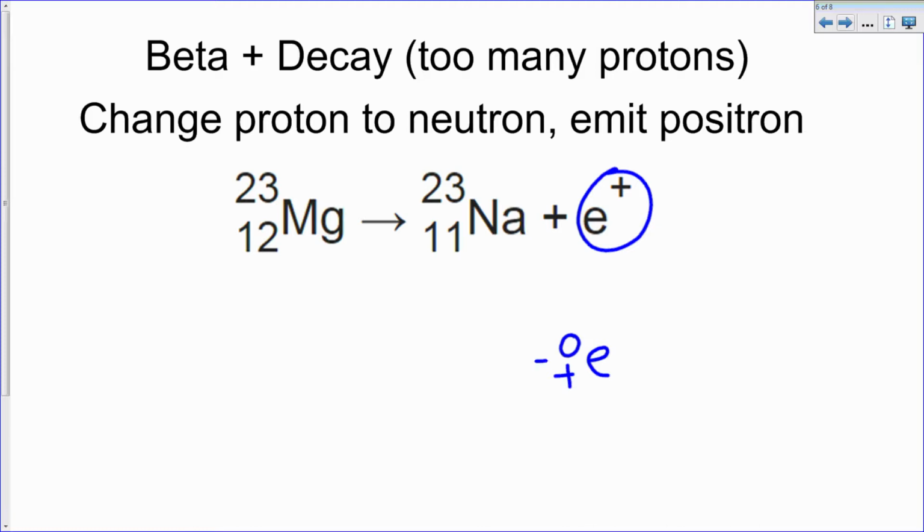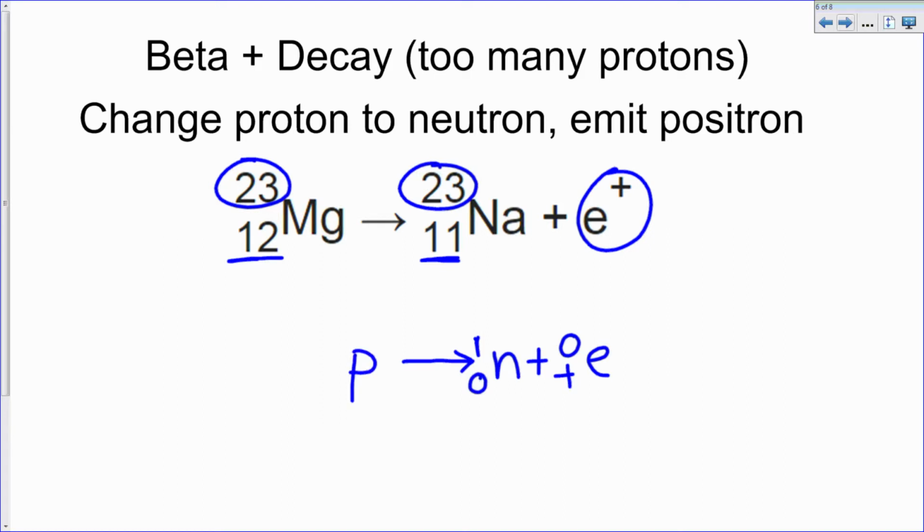Now, the positron is emitted when that proton loses its positive charge to become a neutron. Remember, neutrons have the same mass as a proton, so we still have that 1 added to our atomic mass, and instead of having an extra proton, we'll notice that our atomic number changes. It goes down by 1, and the element is converted to the one that immediately precedes it on the periodic table. In this case, magnesium 12 turns into sodium, which has 11.